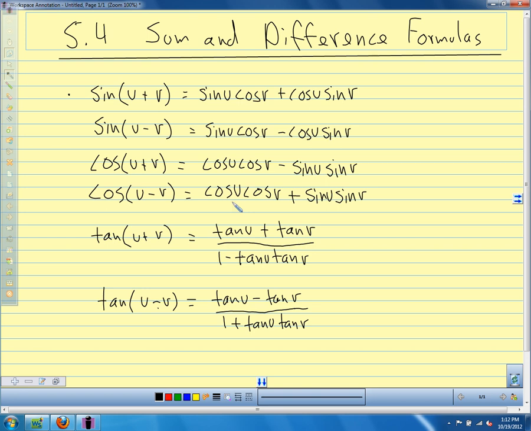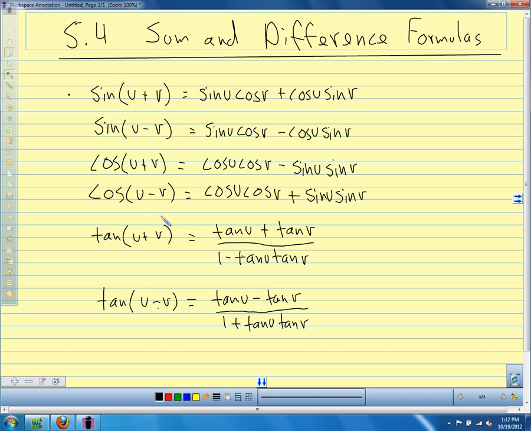The couple of important things that I want to point out in terms of how these look: in our sum and difference formulas for sine, the sine and cosine terms are mixed together. For the cosine, we have the cosines together and the sines together. For the sine formulas, the sign follows the sign in our parentheses here, and for the cosine it's the opposite.